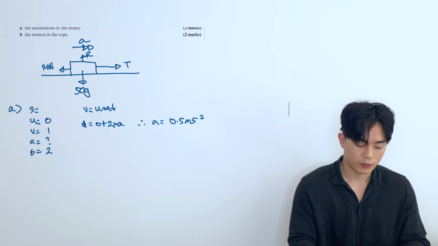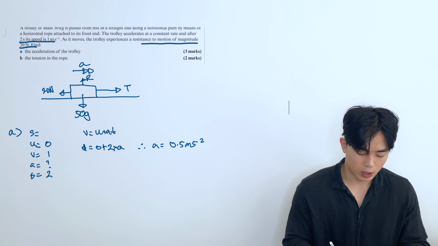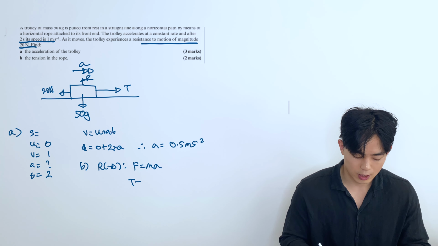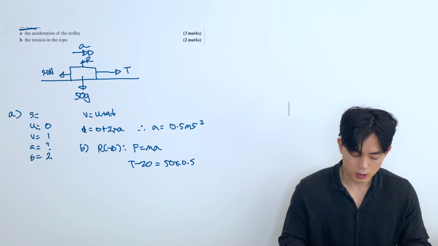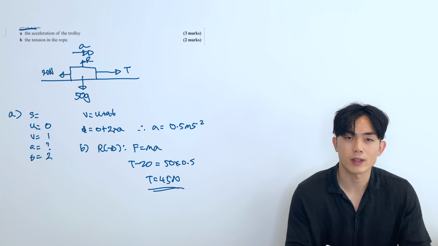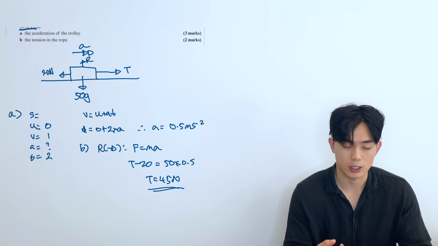Right, B, find the tension in the rope. So in this case, now we're going to be using the force equation. So resolving right, this is accelerating right, F is ma, we're going to have T minus 20 is equal to 50 times 0.5. So T, we're going to get a value of 45 newtons, like so. So we're using the SUVAT equations with the force equation to work out each different value.